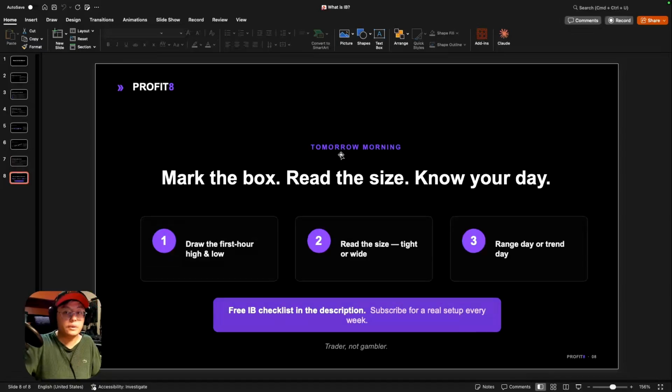So remember, whenever you do this, mark the box, read the size, and know your day. Wait until it draws the first hour high and low. Read the size. Is it tight or wide? Identify if it's a range day or trend day, and see how that works with your strategy. Remember, we're traders, not gamblers. And in this next section, I'll show you an example of how I use IB.